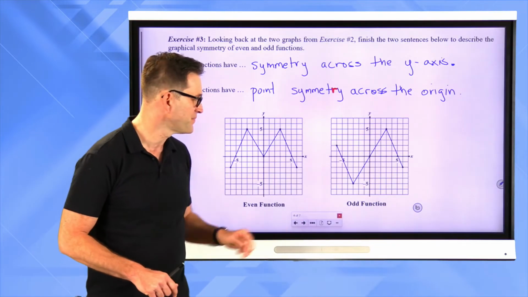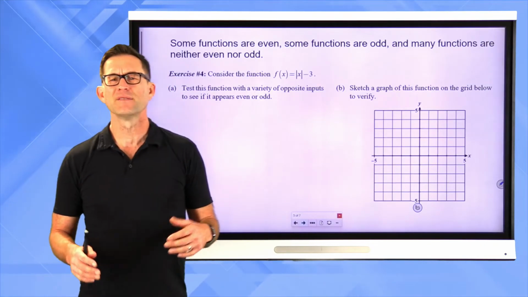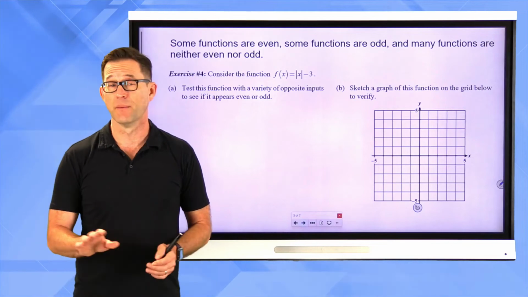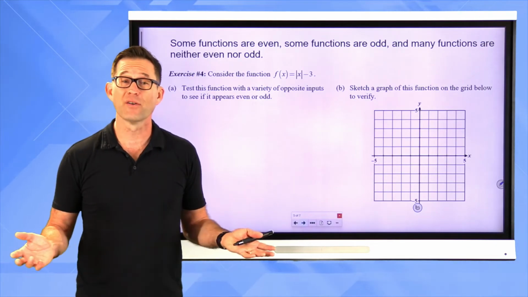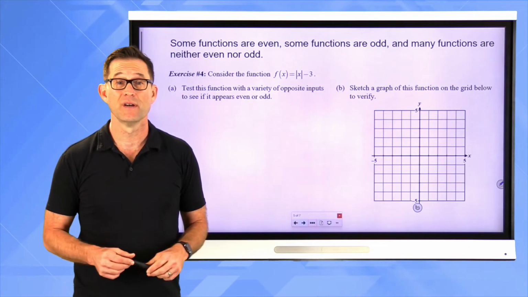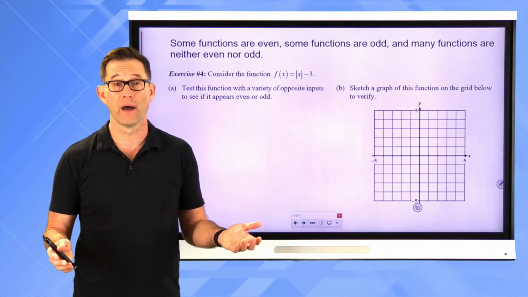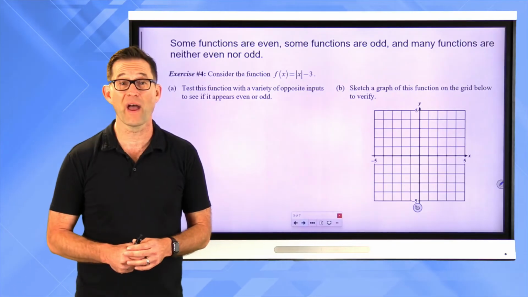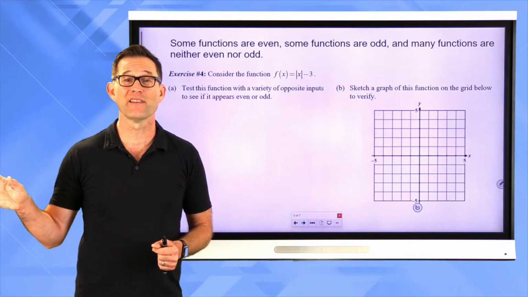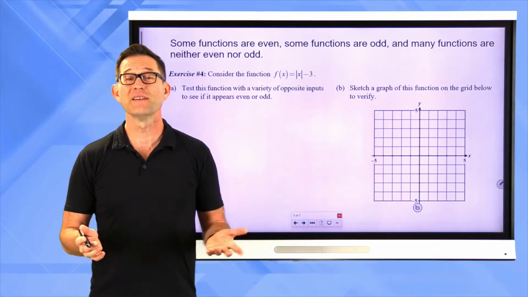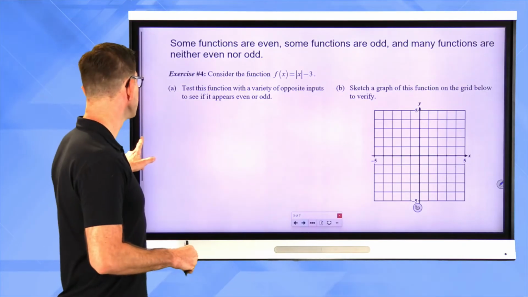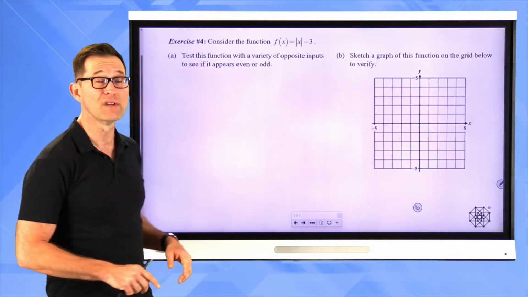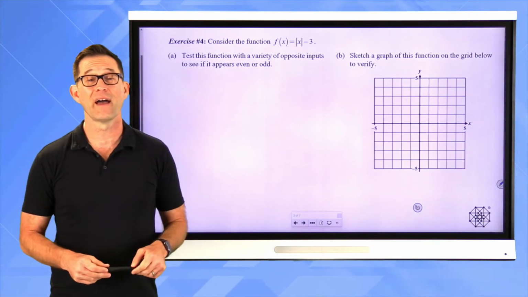Let's keep going. Now, some functions are even, some functions are odd, and many functions, actually most functions, are neither even nor odd, right? That's just the way it is. Some functions are linear, some functions are quadratic, and a lot of functions aren't linear or quadratic. So let's take a look at a couple exercises and see if we can identify whether a function is even or odd. Exercise number 4.